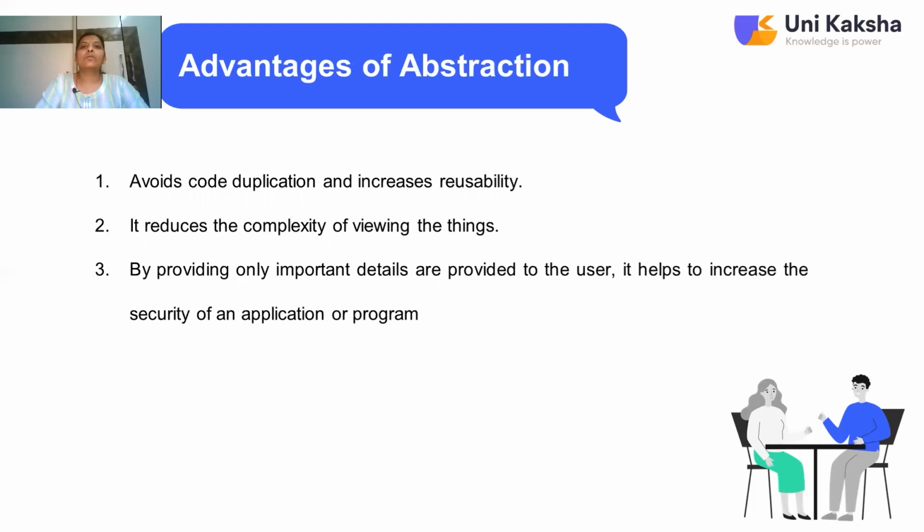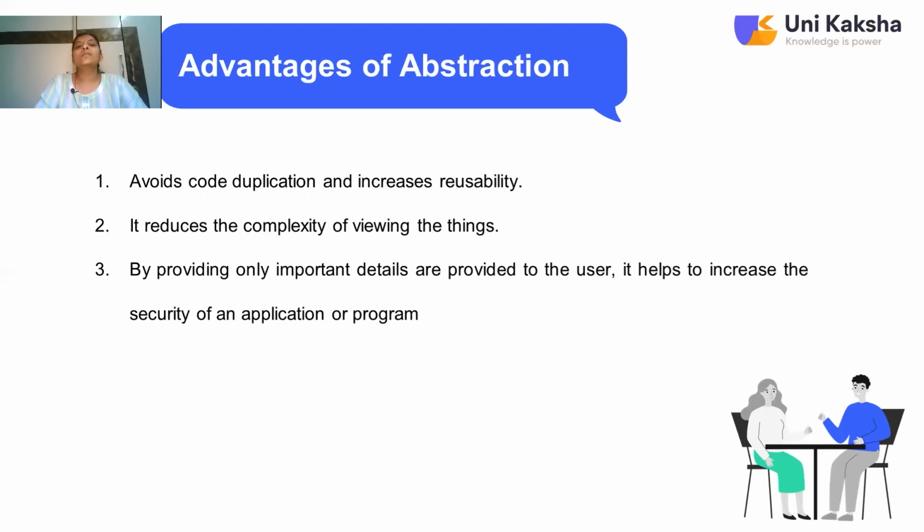Now let's have a look at the advantages of abstraction, or the advantages of including the abstract concept in your program. These are very important advantages. It avoids code duplication and increases the reusability of the code, which is considered a very important thing while writing programs. The second thing is that it reduces the complexity of viewing things. Only the required data is provided to the users and not all the information is given. So automatically it reduces the complexity of the code.